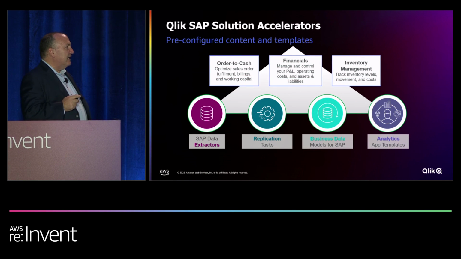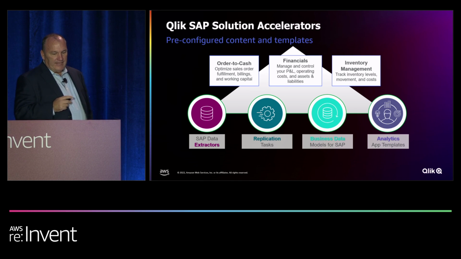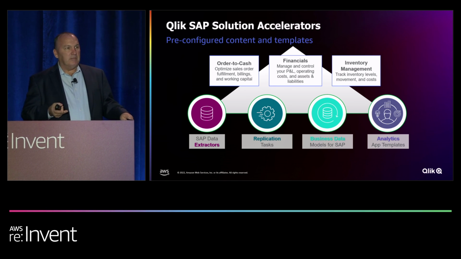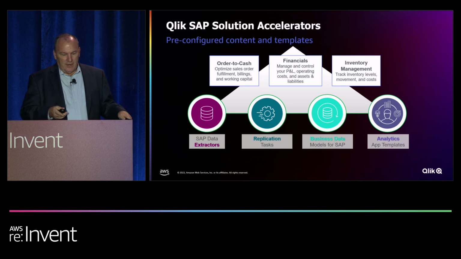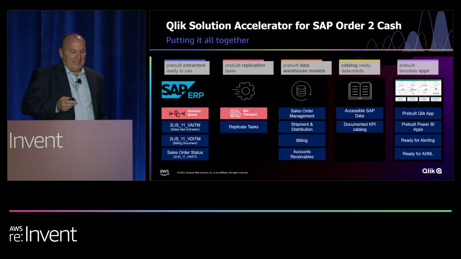And there are 3 that are out of the box. And we announced these today at the show with Amazon. So order to cash, financials, and inventory management are the 3 areas where we provide the data extractors and all the extraction tasks to perform that. The business data models, all of those models and the business glossary has all been predefined, and the analytics application templates. So you can go from zero to hero in SAP extraordinarily quickly.